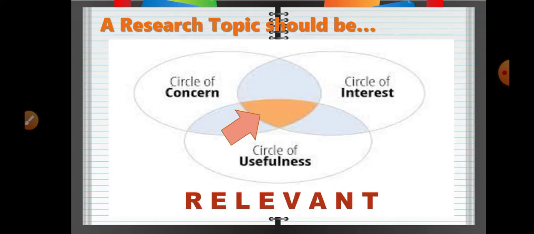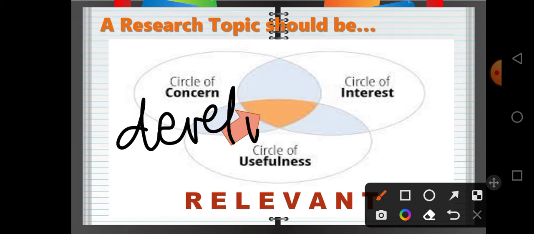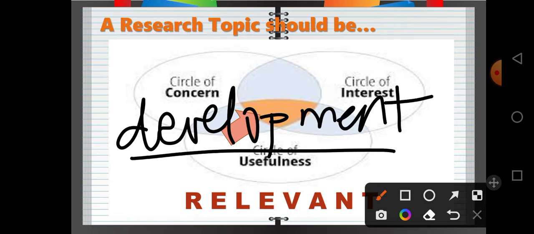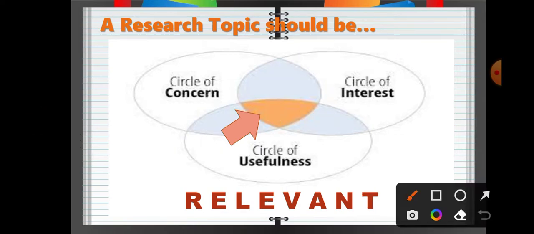Whenever we say relevant, a research topic is considered to be relevant if it can contribute to the development of the community or society. A research topic is relevant if it can contribute to the development of the community or the society. So the relevance of the research topic shall have the potential to solve the existing problems in order to have development.